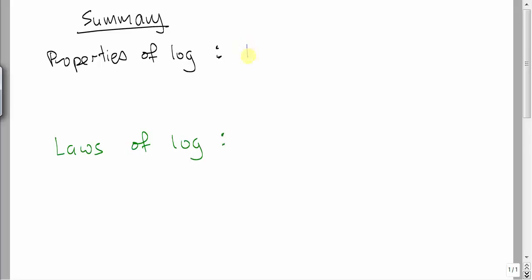We have seen two properties of logarithms. First is log a with the base a. If these two values are the same, the result will be a 1. The second property is log 1: regardless of the value of the base, the result will be a 0.